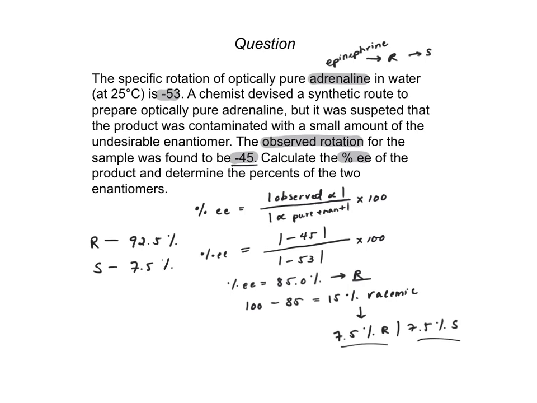So while this is not an optically pure solution of adrenaline, he is getting fairly close. He or she, why do I always do that? I don't know. They are getting fairly close to that 100% optically pure R solution, but they are not quite there, right? So this is a good illustration of how something like this would actually be utilized in experimental chemistry.